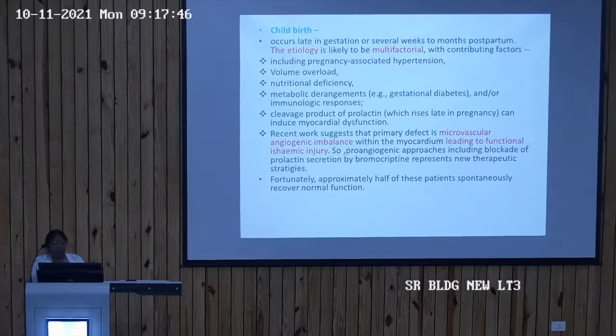If there is a primary defect in microvascular angiogenic imbalance, it leads to functional ischemic injury leading to cardiomyopathy. But however, half of these patients recover spontaneously. Half of the patients who develop cardiomyopathy after childbirth recover.